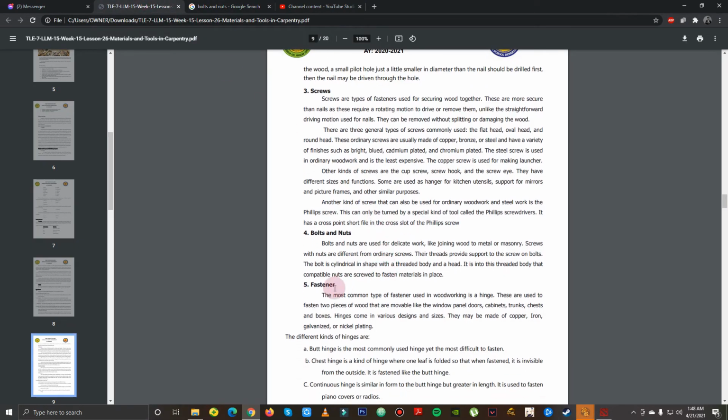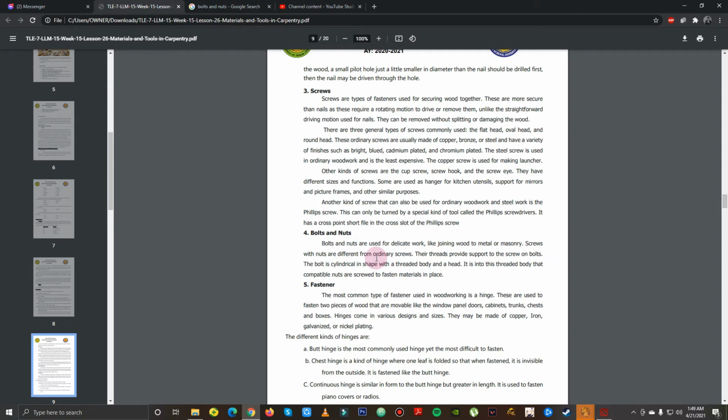Okay, next, the fastener. Fastener is the most common type of fastener used in working as a hinge. These are used to fasten two pieces of wood that are movable like a window, panel doors, cabinet trunks, chests, and boxes. Okay, you can see fasteners commonly on your door. The one that squeaks when you open it, the metal that connects the door and the wall, that's called a hinge, and it is considered as a fastener.